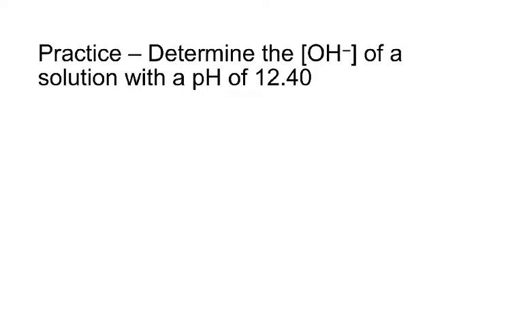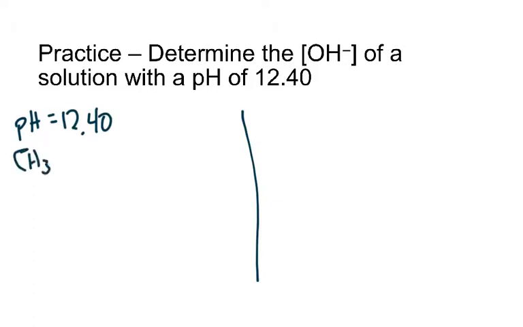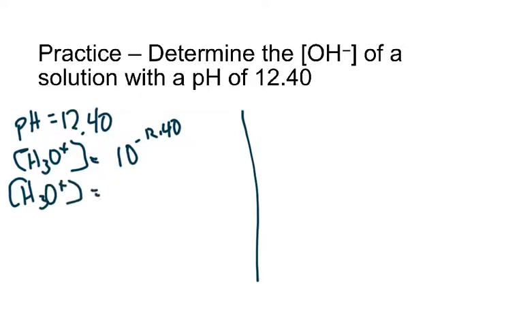All right, now we can kind of work backwards. Determine the hydroxide concentration of a solution with a pH of 12.40. Again, I would recommend pausing the video, working this through, and then I will do it both ways here. So if my pH is 12.40, that means my H3O plus is 10 to the minus 12.40, which is 3.98 times 10 to the minus 13.